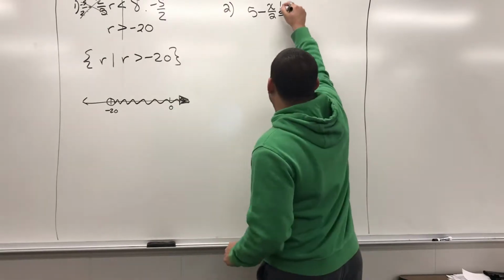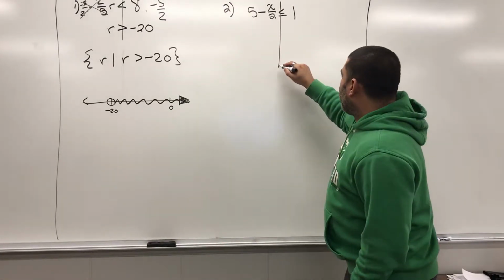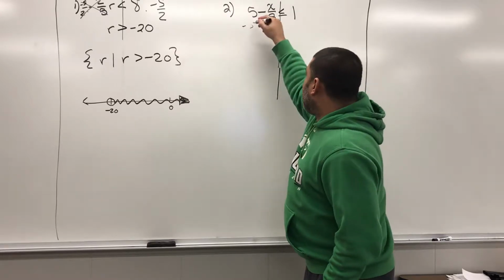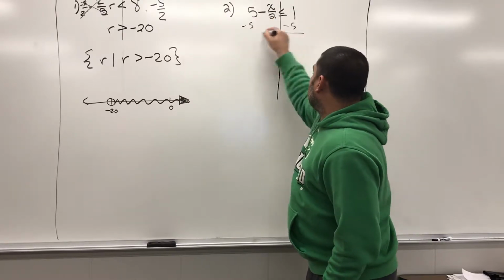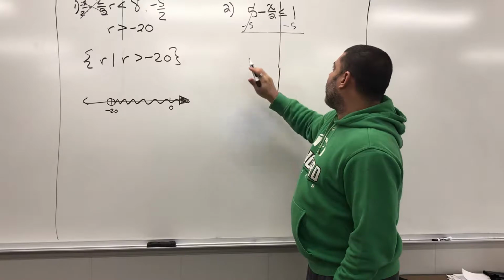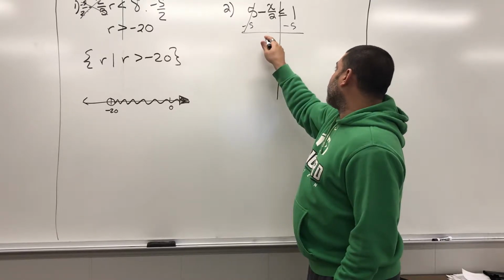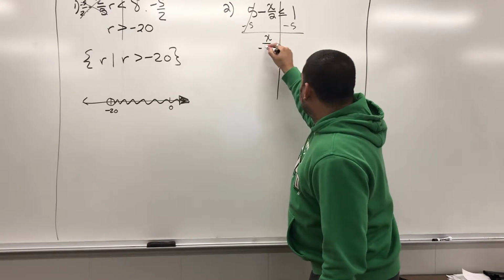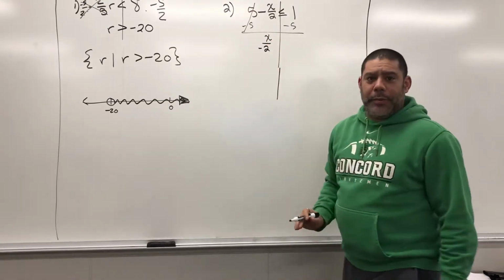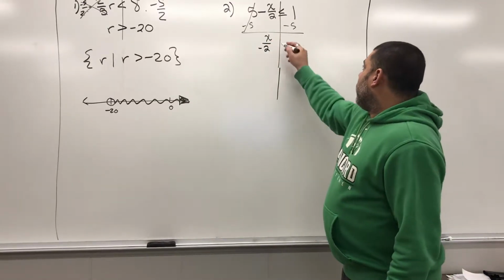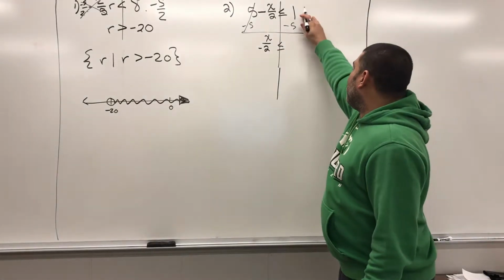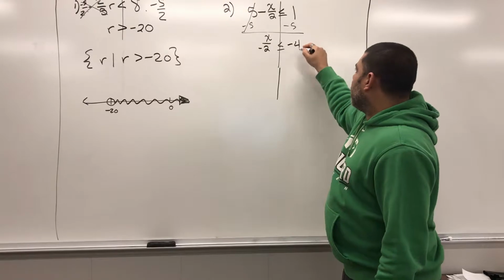Number 2, there's our inequality sign. First, I need to move the 5, so I'm going to subtract 5 on both sides. That's gone. And don't forget to bring this down. This is a negative fraction, so remember what we talked about yesterday? In this situation, I like to put the negative with the denominator, with the 2. Less than or equal to, and 1 plus negative 5 is negative 4.